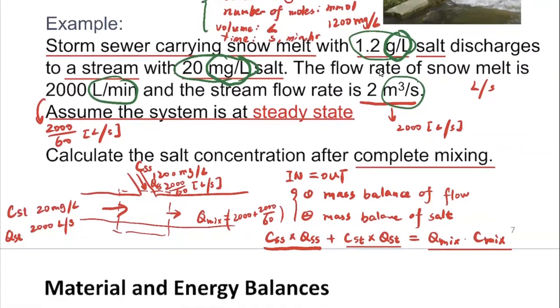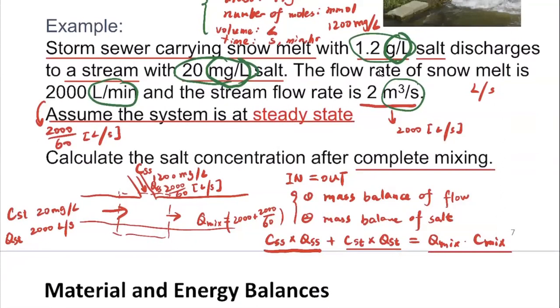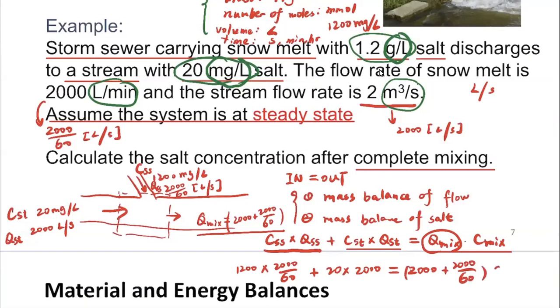So we can start to plug in all of these values. You can see that if you plug it in, that's going to be 1200 multiplied by 2000 divided by 60 plus 20 multiplied by 2000 should be equal to, we already looked at it, right? The Q mix is equal to this value here. So that's going to be 2000 plus 2000 divided by 60. Then you have the C mix, okay?